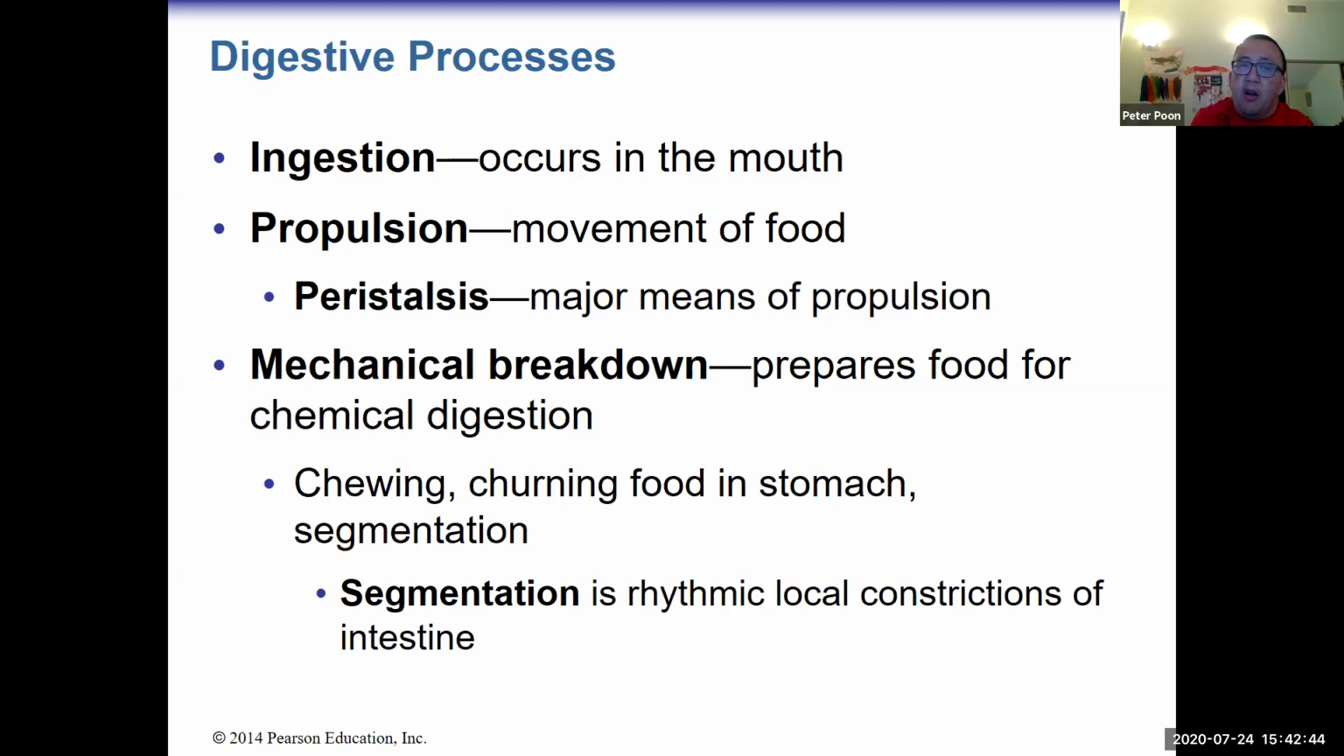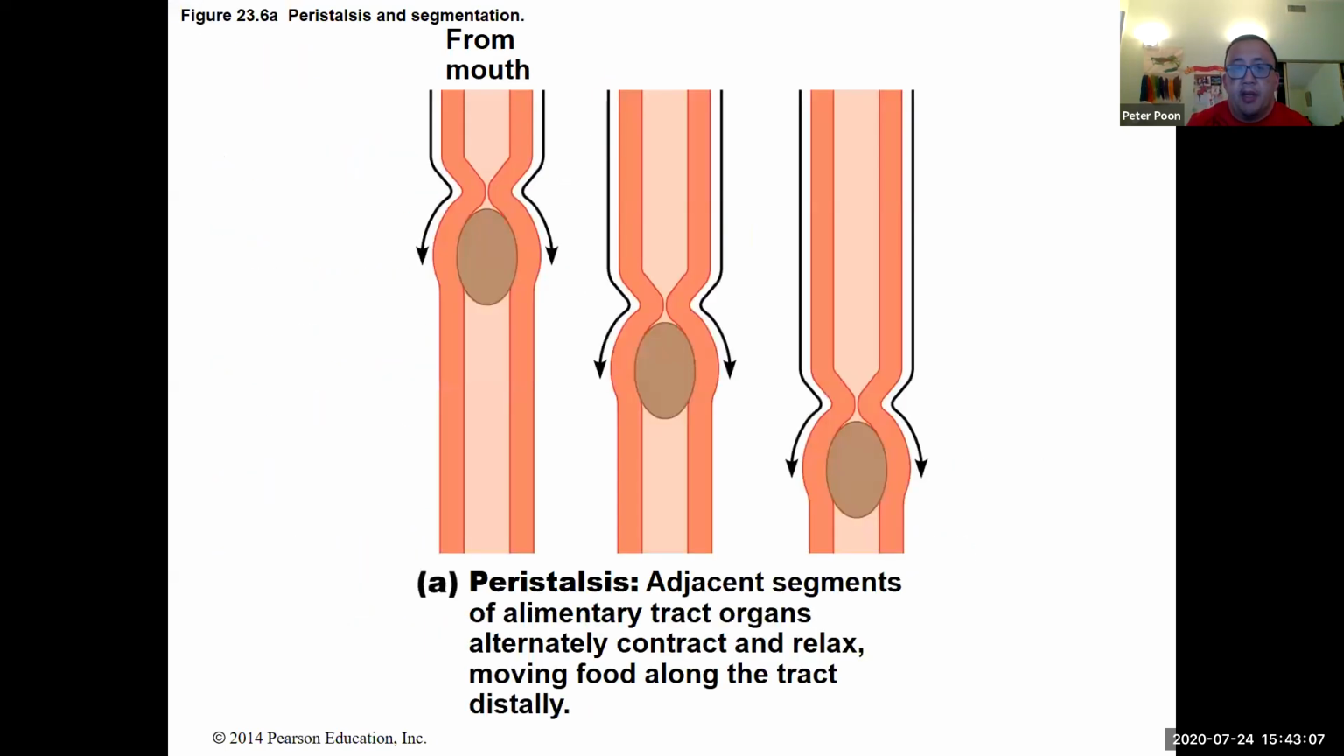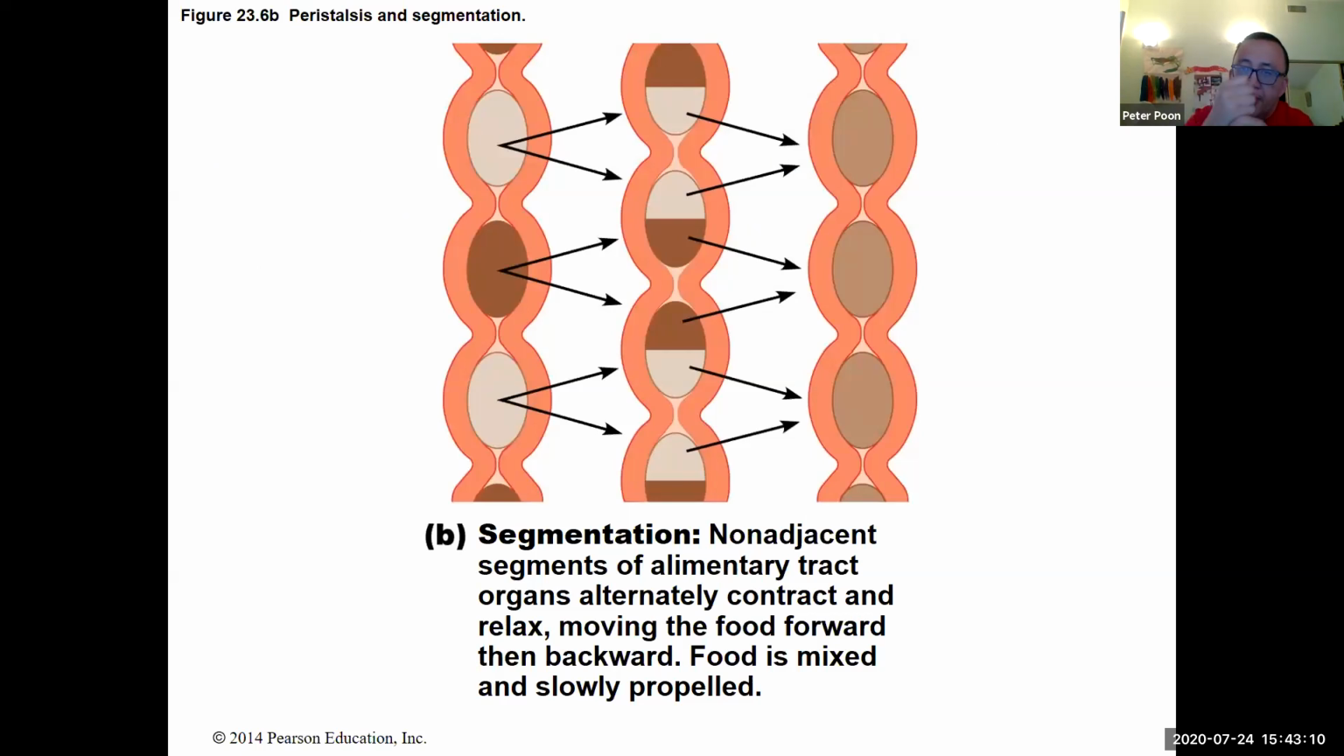Mechanical breakdown is the breakdown that's required before you even get to chemical digestion. You have to break down the food into small enough pieces so that the enzymes can actually affect it. That includes chewing, the churning of the food in the stomach, and segmentation in the intestines. This is segmentation. It's a mixing of the food. See how the brown and the light beige color gets mixed into a uniform brown color. That is segmentation.